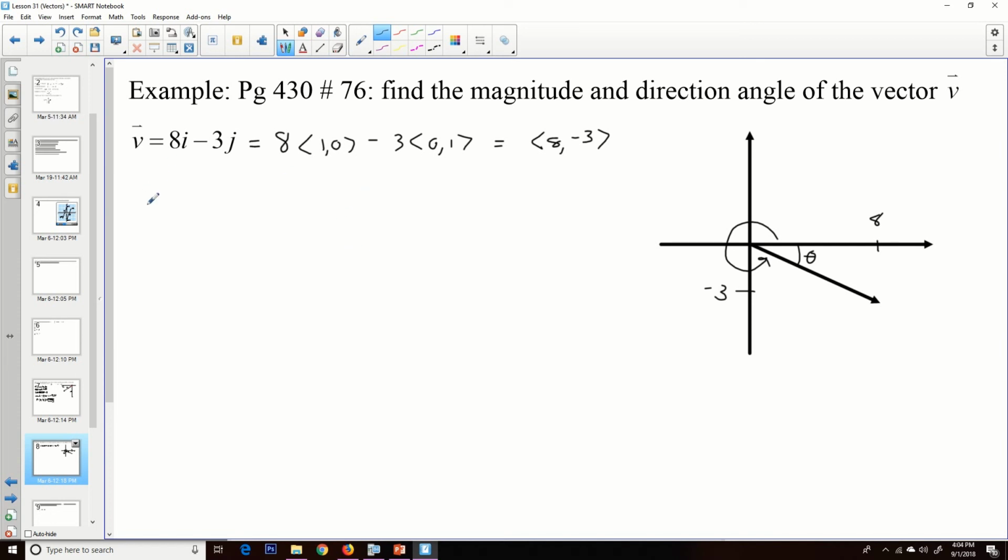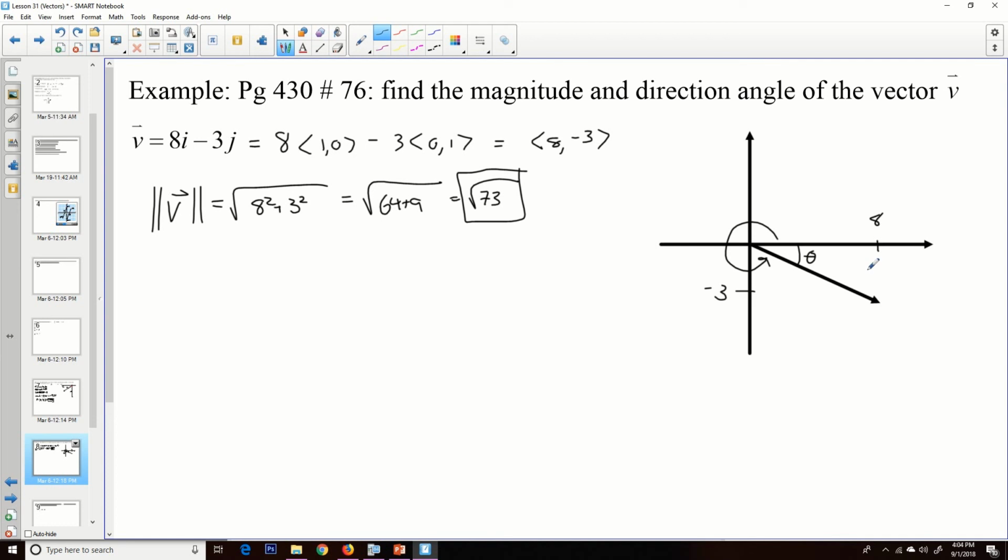But the magnitude is easy. It's going to be the magnitude of v is equal to the square root of 8 squared plus 3 squared. And I know it's negative 3, but it's going to be positive when we square it. So we've got 64 and 9, which is going to be the square root of 73, which is a prime number, I think, so I'm going to leave it like that.